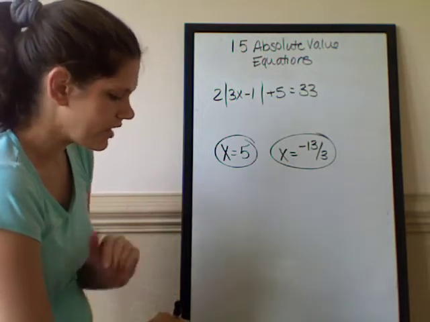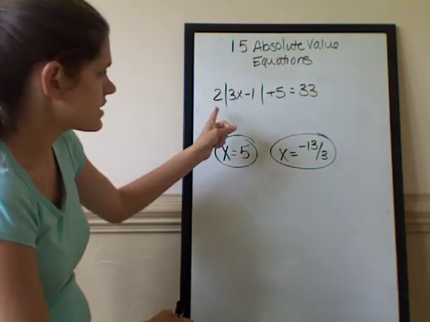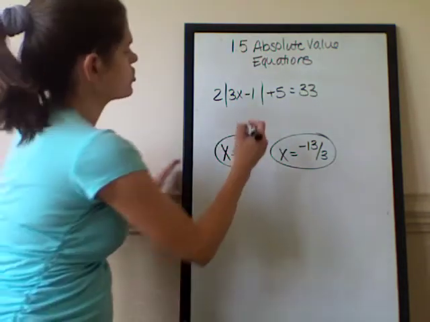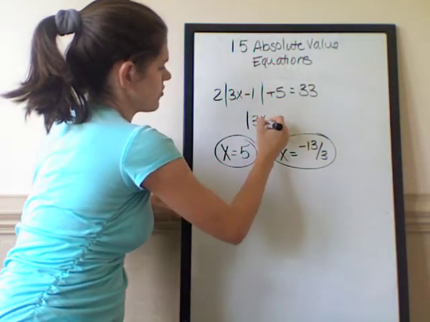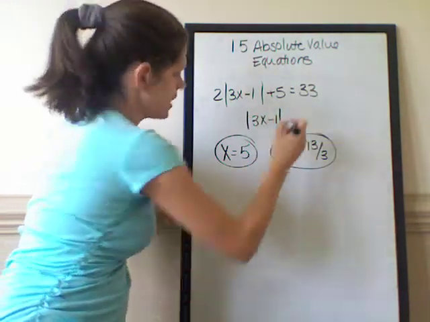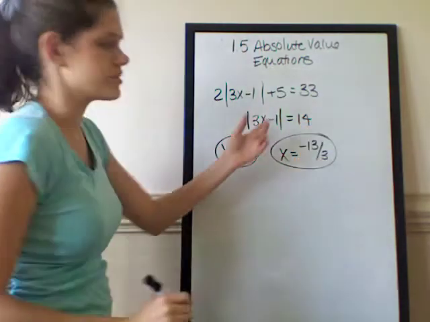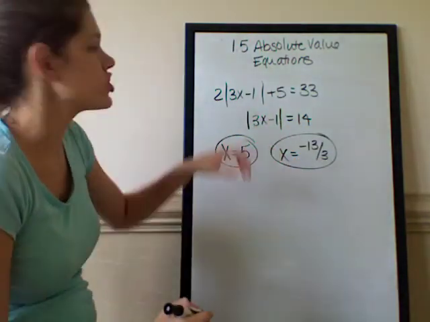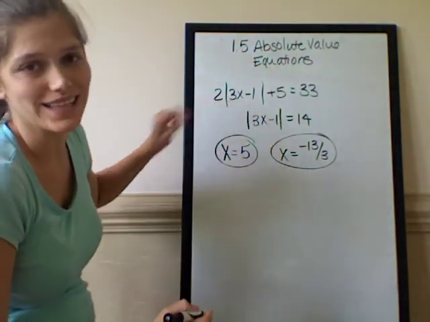What I will tell you is that when you solve this out and isolate it, you should come up with the absolute value of 3x minus 1 equals 14. If you did not get that, you need to check to make sure you solved and isolated this correctly.